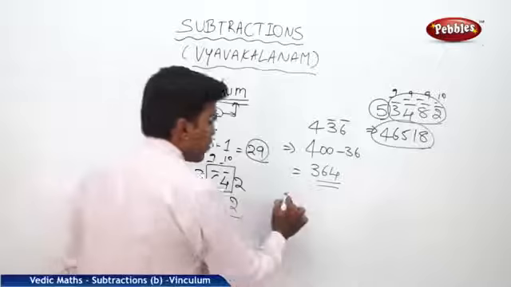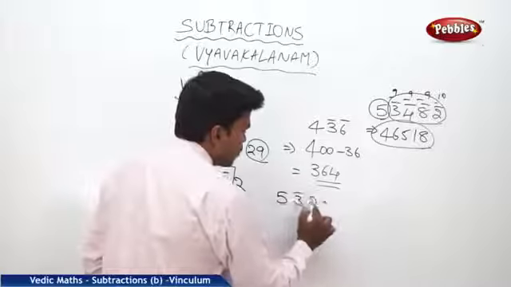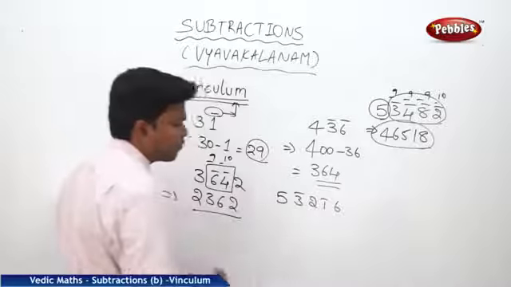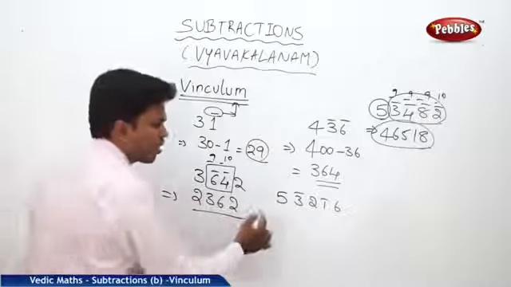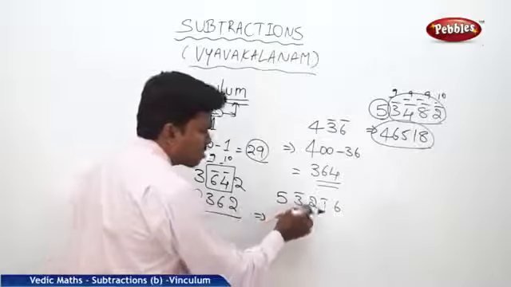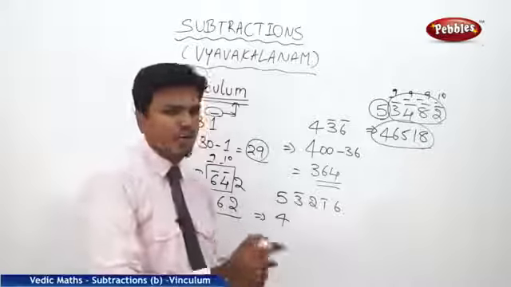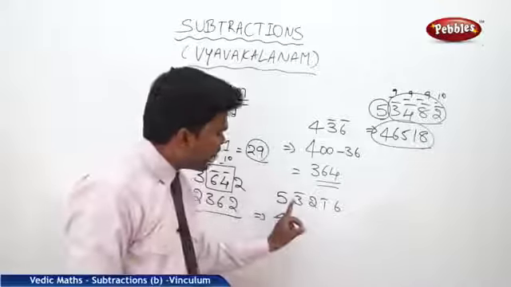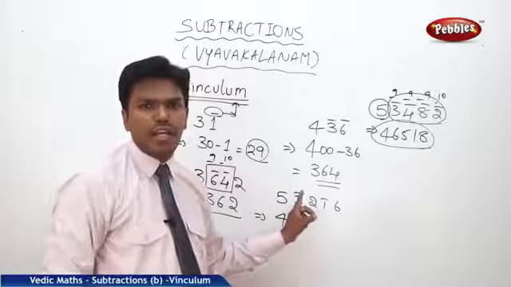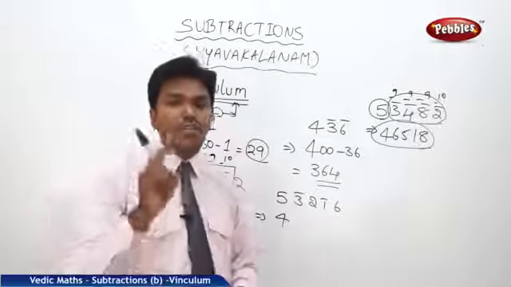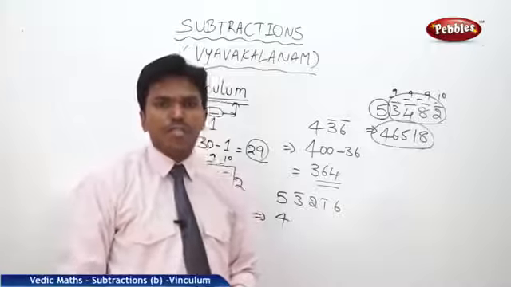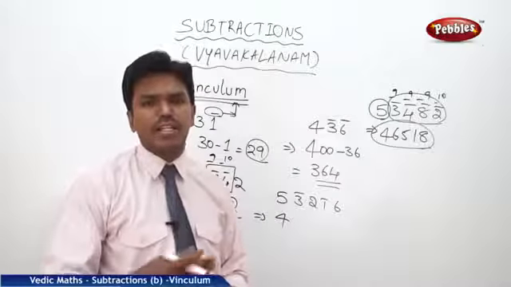One more example. 5 3 bar 2 1 bar 6. I want to convert this one. How much will it become? 5 becomes 4. Why? Because its next number is a bar number. That's why I am reducing the number before by 1. Now there is only one digit which has a bar on it. If only one digit has a bar on it, you just apply the complement, nothing but tens complement.